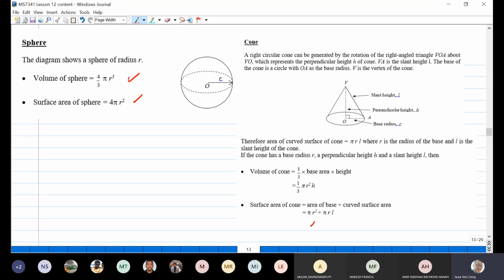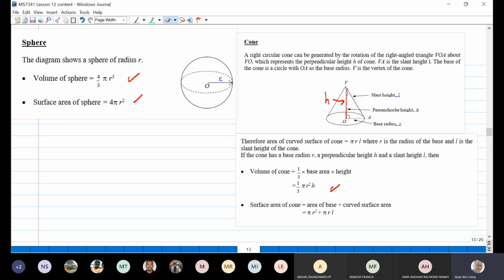Then the worst is the cone. You see the cone there on the right hand side. How to find the volume of a cone? The volume of a cone is again a different formula. It's 1/3 pi r squared h. What is h here? H is the vertical height, and r is the radius at the base. So 1/3 of pi r squared times h is how to find the volume of a cone.